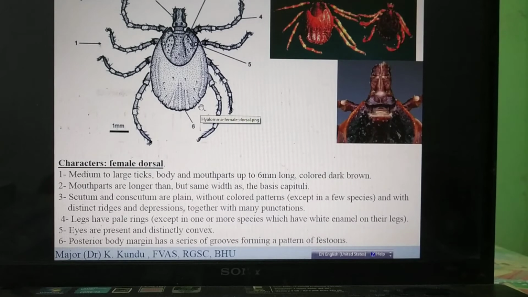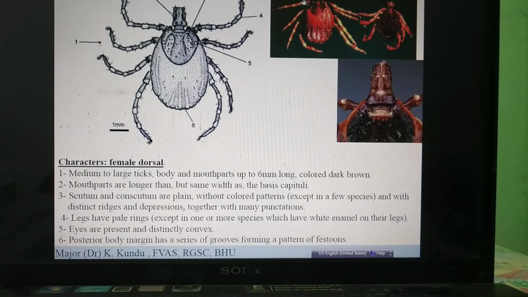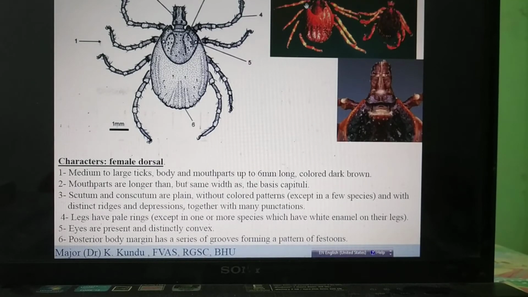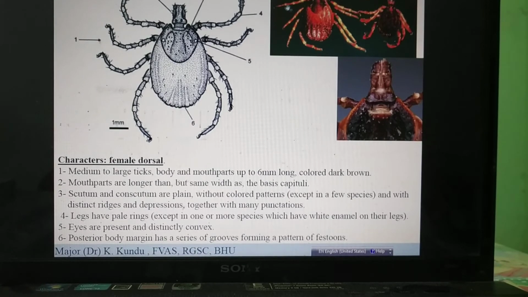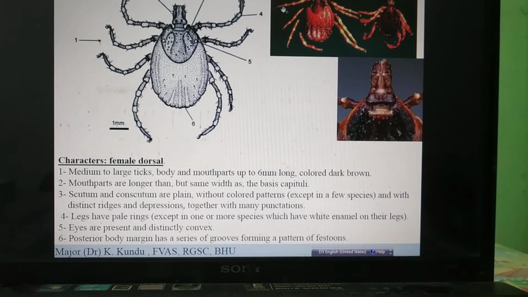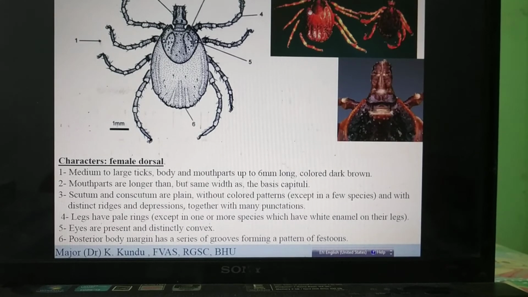Second important thing. So the second important thing is that the legs, as you can see here, this is the color. The legs have got whitish ring-like structures. This is a schematic diagram and this is a photograph.